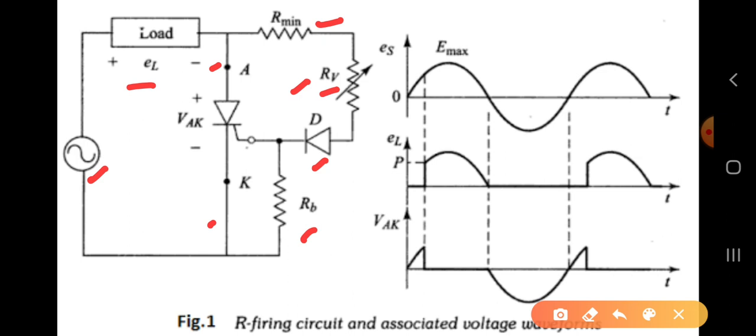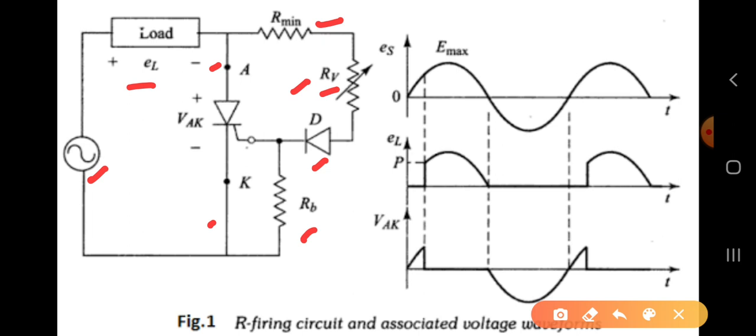Now if you rotate the knob of the variable resistor, we say we are changing the triggering angle. We know the meaning of the triggering angle. The triggering angle can also be called the firing angle. It helps to turn on the SCR at different angles.